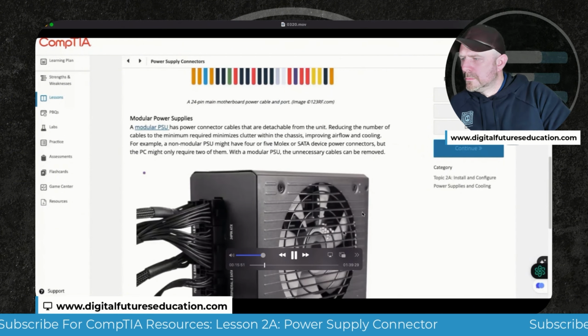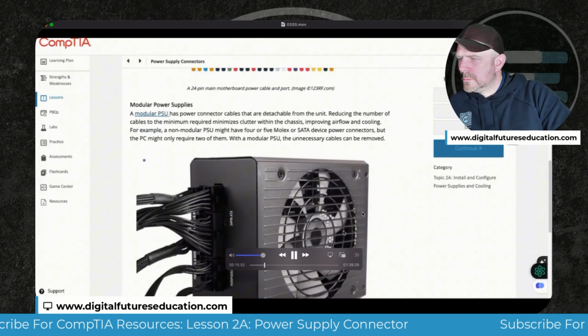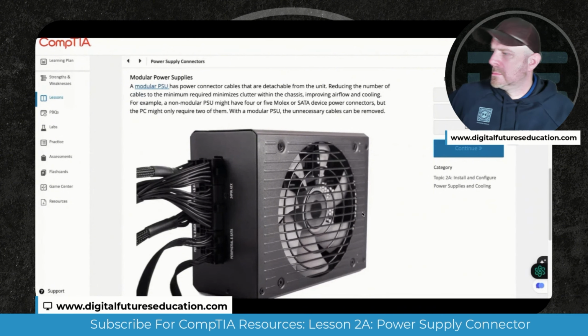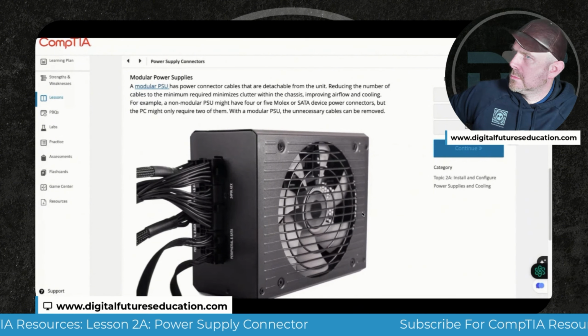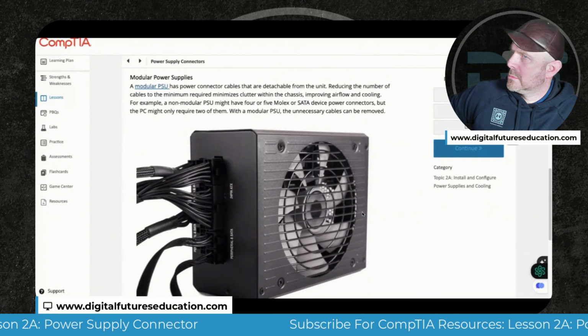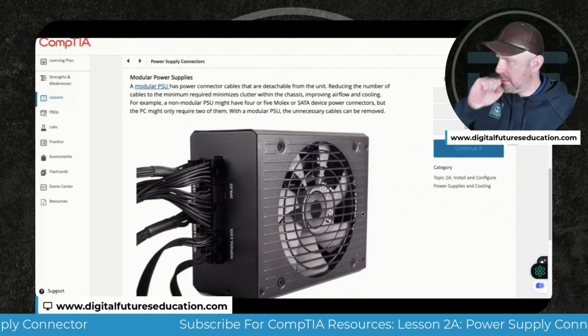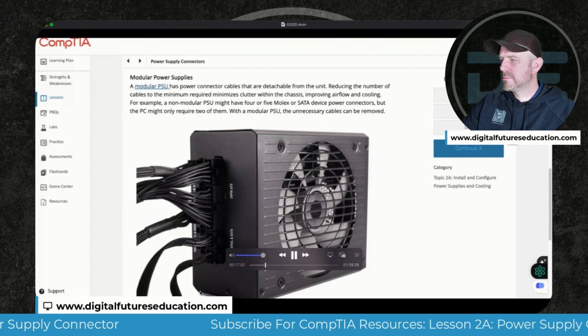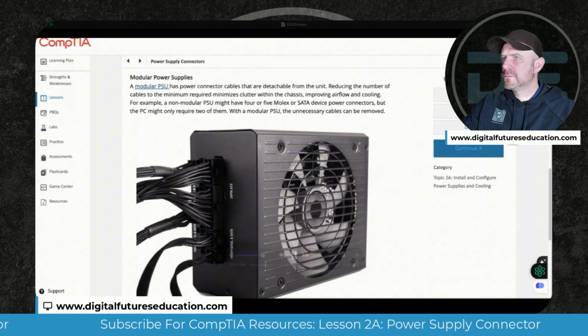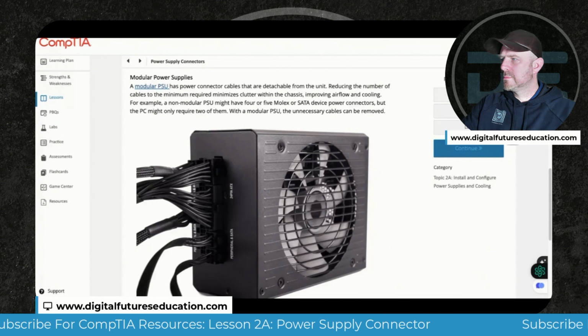And then we have modular power supplies. Before we even look at this, whenever you see the term modular, what do you think of? There's modular homes, what else uses that term? Things that keep us the same. We have the same students.